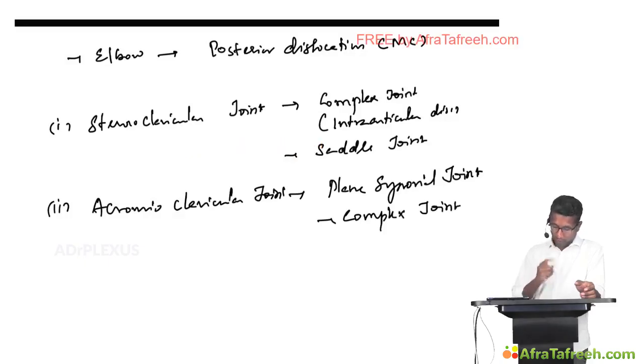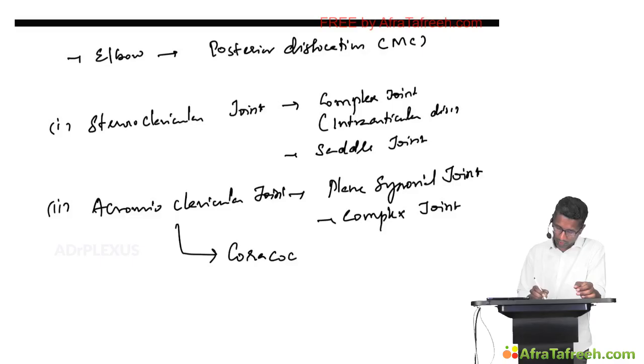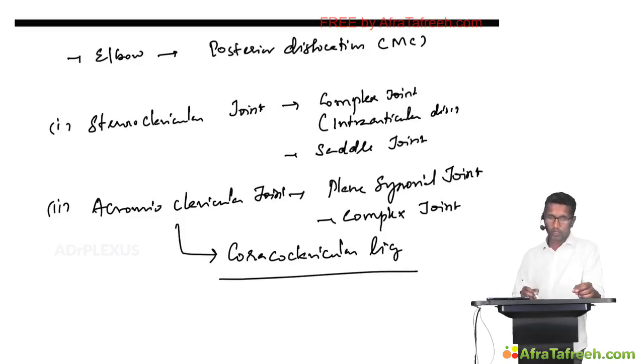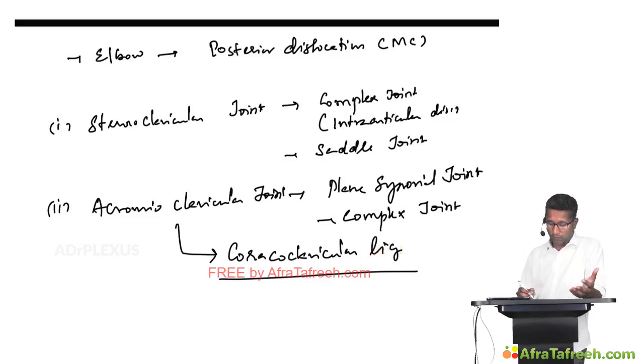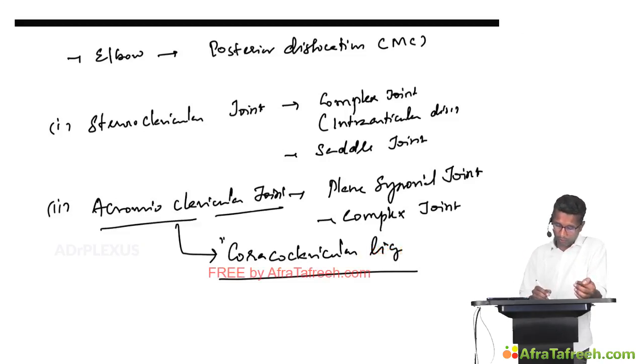Okay, only one thing about the acromioclavicular joint, there is an important ligament related to it called the coracoclavicular ligament. It is one of the strongest ligaments in the body. It is like the iliofemoral ligament in the lower limb. So for the acromioclavicular joint, don't forget about the coracoclavicular ligament.